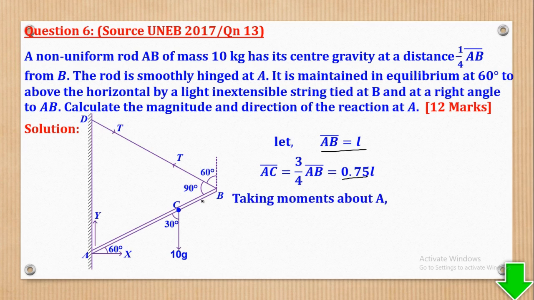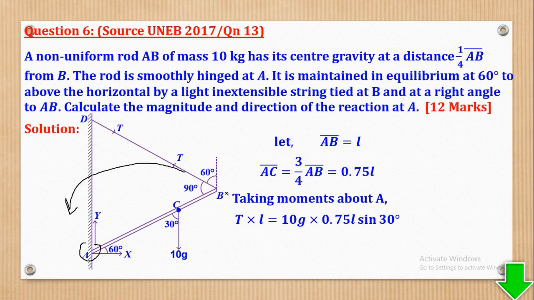Now taking moments about A, what you should realize is that these forces will cancel because they pass through the pivot, and I remain with this and this. So for this, remember, clockwise is equal to anti-clockwise. For this tension, when I stand here as a pivot, this moment will be anti-clockwise, but this one will be clockwise. This T starts from B and AB is L, and this angle is 90, meaning it will be T times L sine 90, but sine 90 is 1, so I remain with T times L.